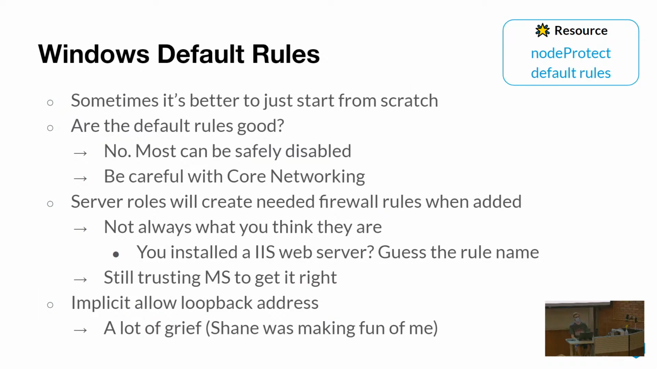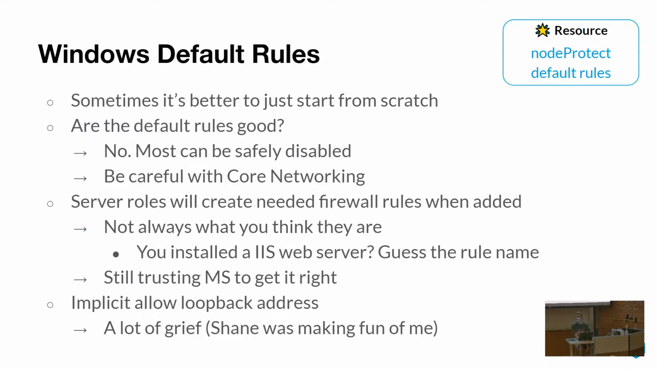So that brings us now to the Windows default rules. What default rules are good for is, say you go into a new environment, sometimes it's better to just start from scratch, right? Just nuke the firewall, get to a state where you know what's happening. Now, the concern for the most part is that most of the default rules are not good. You can delete about 90% of them and not have to worry about what's happening for the most part, unless it's already been set up in a certain way. The only rules that you have to be a little careful with are the core networking rules.